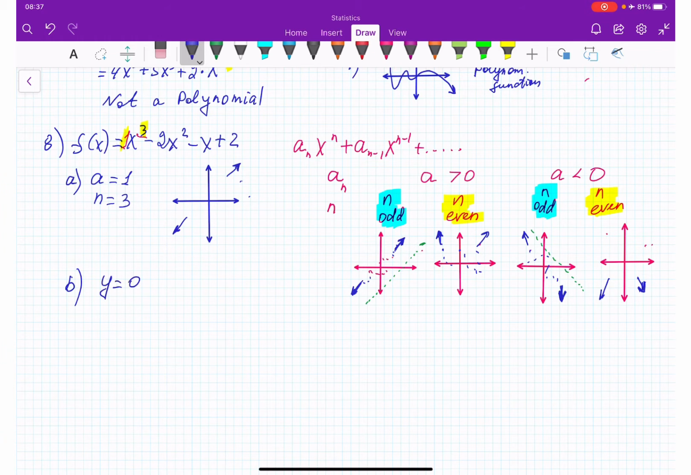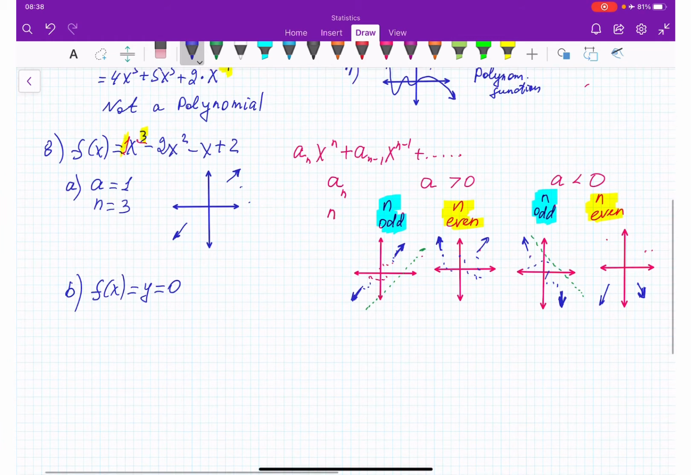Therefore, for y equal to 0, this is our function, right? I'm writing it down and putting it equal to 0, because y is the same thing as f of x. f of x is the same as y, and it's equal to 0. So we take y equals 0 to find the x-intercept. To find the y-intercept, we take x equals 0. So let's find the x-intercept. We have x cubed minus 2x squared minus x plus 2 equals 0.